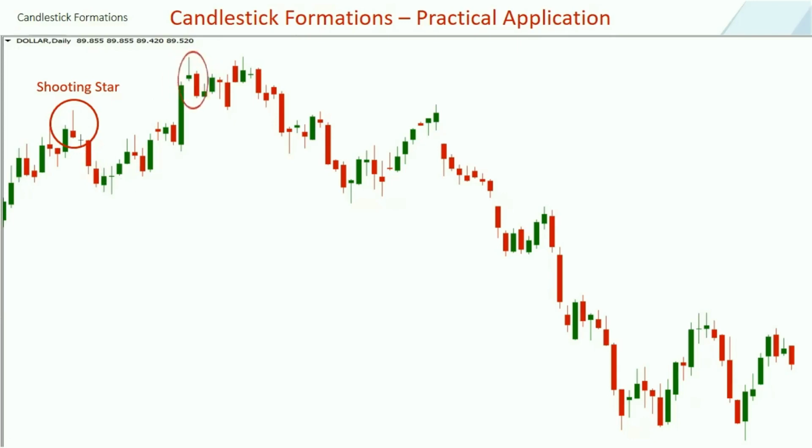The second one is this area up here. This happens to be an evening star. What we're doing is we get a nice bullish candlestick. We're getting a gap to the upside, and we're getting a little bit of a rejection in price action, and we're getting some price action squeezing lower in this particular market. So that's our second bearish candlestick formation.